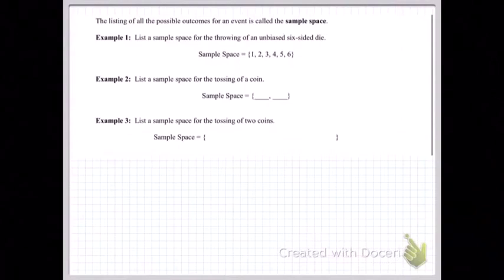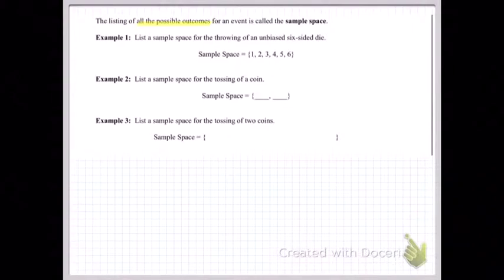We're reviewing probability, and we're going to begin by defining sample space. The listing of all possible outcomes for an event is called the sample space. We use set notation, so for throwing an unbiased six-sided die, we simply list all the numbers. We use curly brackets and separate them with a comma.